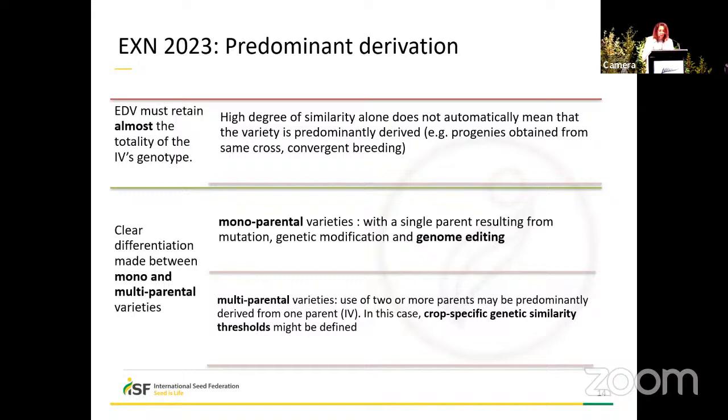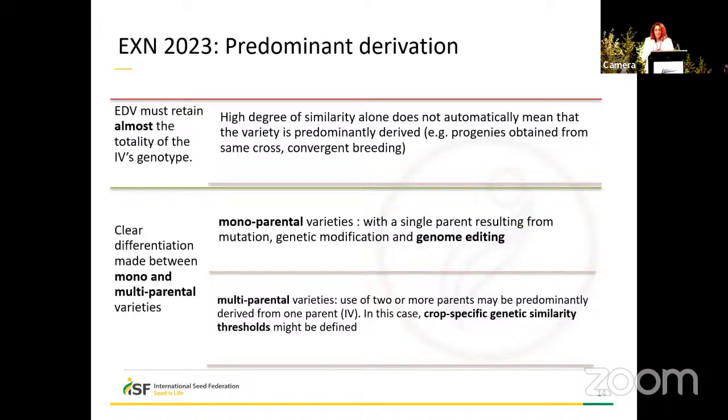Example, progenies obtained from same cross, conversion, etc. And the second element, which was really important, is that this explanation made a clear differentiation between mono and multi-parental varieties. In the case of a monoparental variety, we have a single parent, and this could result from mutation, genetic modification, or genome editing per se. So this is really important. That's predominant derivation, even genome editing is there.